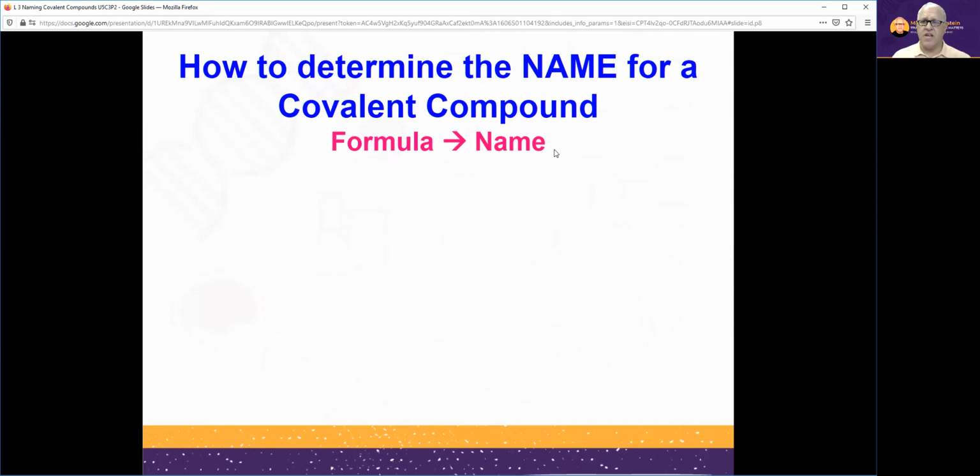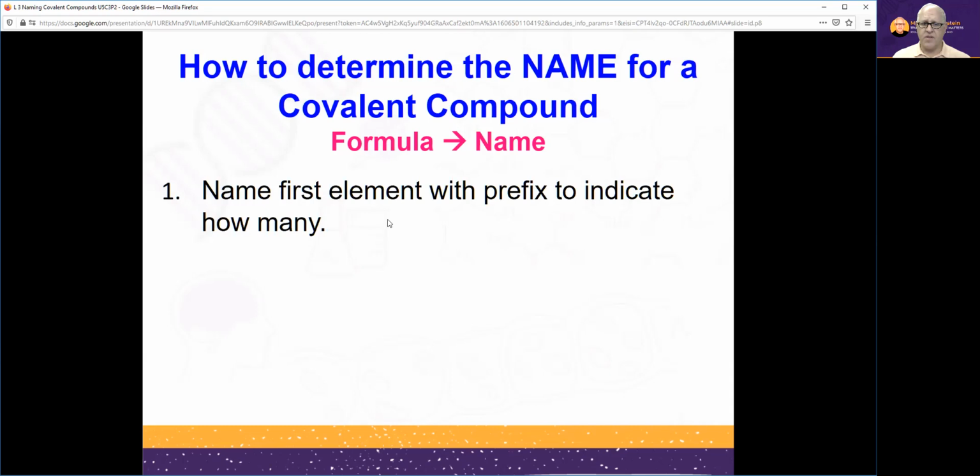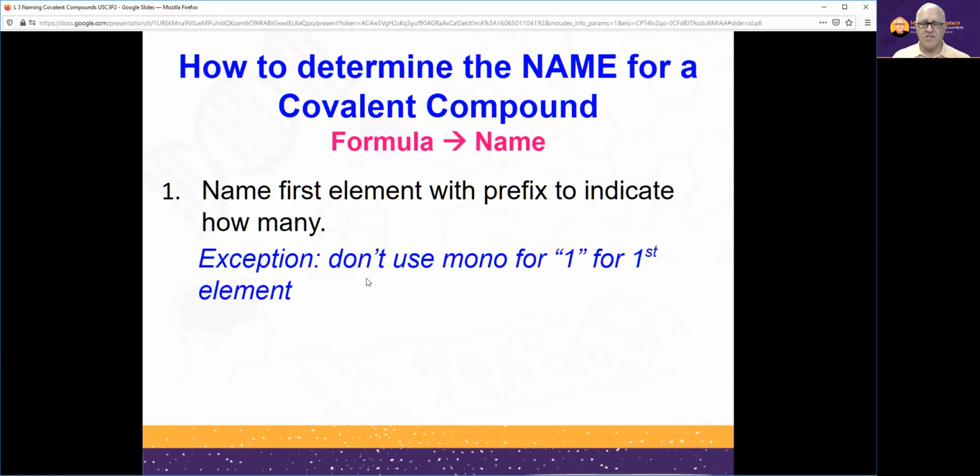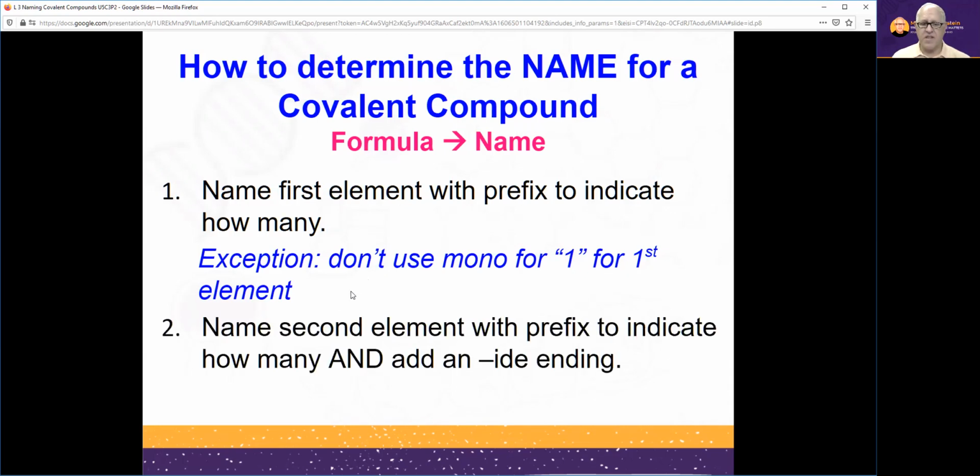So how do we determine the name for a covalent compound? And we've done this before with the ionic compounds, but now we're going to look at how we're going to name a covalent compound. So we give you the formula, and then you need to have the name. Well, you're going to name the first element with a prefix to indicate how many of that element you have. We're going to give it a numerical prefix. Now, the exception, of course, is if there's only one, you're not going to use mono for the first element. Then you name the second element with a prefix to indicate how many, and then you add that IDE ending.